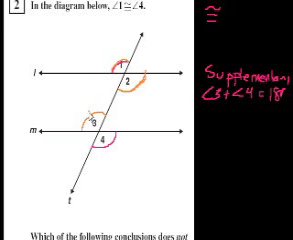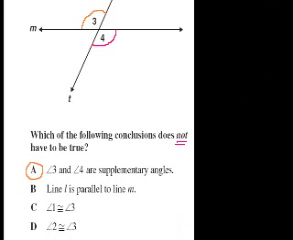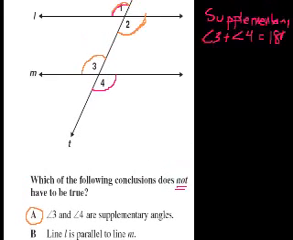Or you could think of it the other way. If 4 and 1 are the same, and 1 is the same as 2, then that means 4 is the same as 2. And if 4 and 2 are the same, then that means that these two lines are parallel. So this is definitely true. Angle 1 is congruent to angle 3.